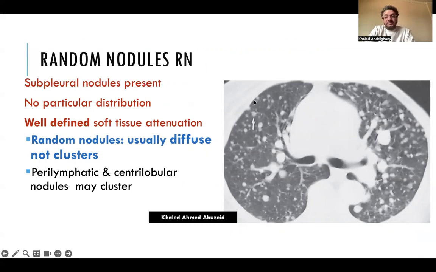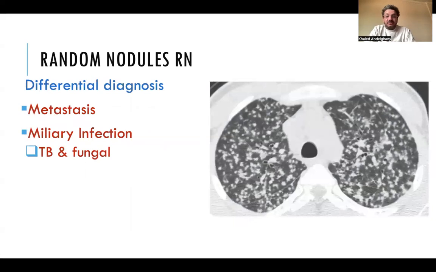always in random distribution, you will see the nodules along the pleural surface, plus they are soft tissue density with well-defined borders, even if they are very tiny. So here we can reach for the conclusion that the distribution of the nodules are random. The second thing, we have to differentiate between the metastasis and the miliary infection.